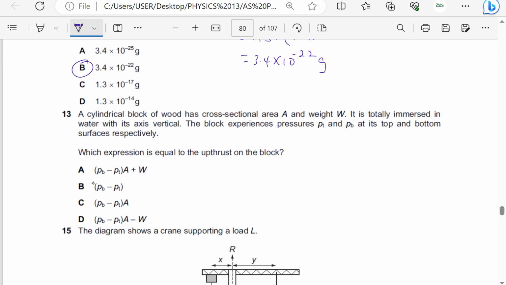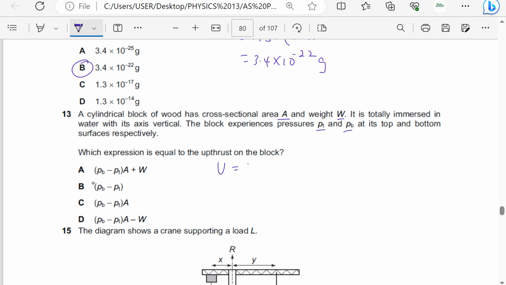A cylindrical block of wood has cross-section area A and weight W. It is totally immersed in water with its axis vertical. The block experiences pressure PT and PB at its top and bottom surfaces respectively. Which expression is equal to the upthrust?